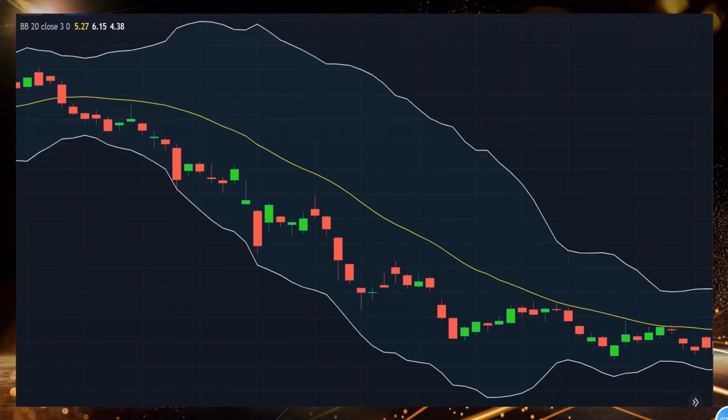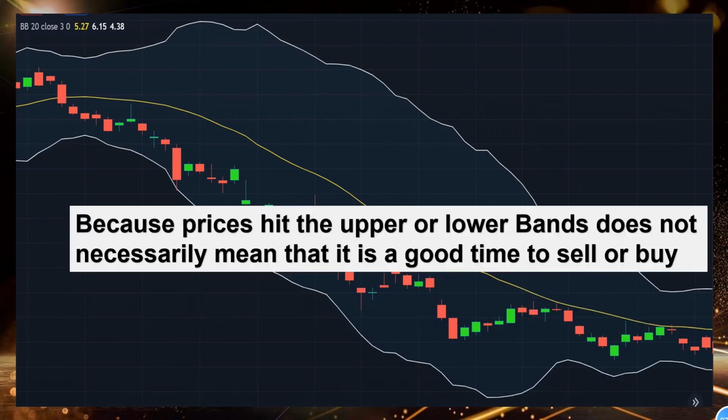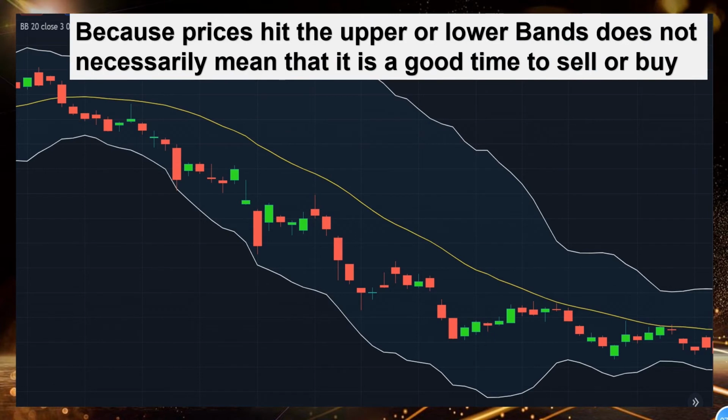Also, you could take signals during trends, but only in the direction of the main trend. Why is that? Just because price hits the upper or lower bands does not necessarily mean that it is a good time to sell or buy. Strong trends will ride these bands and wipe out any traders attempting to buy on the low price in a downtrend or sell on the high price of an uptrend.